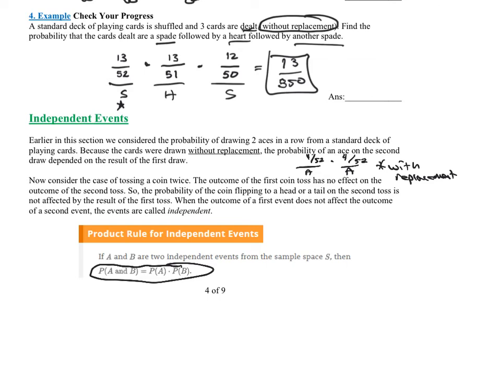It says, now consider the case of tossing a coin twice. The outcome of the first toss has no effect on the outcome of the second toss. So the probability of the coin flipping heads or tails on the second toss is not affected by the result of the first toss. When the outcome of the first event does not affect the outcome of the second event, these are called independent. Okay, so let's consider a problem that we did many times before. It was find the probability of getting heads, heads, heads.